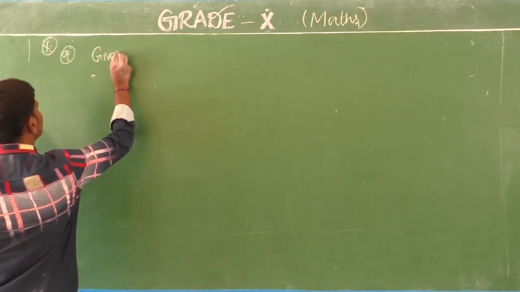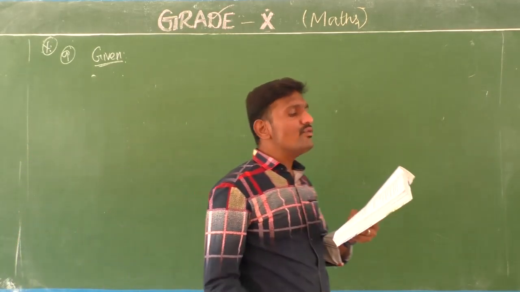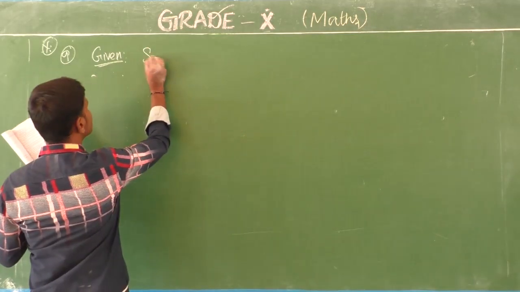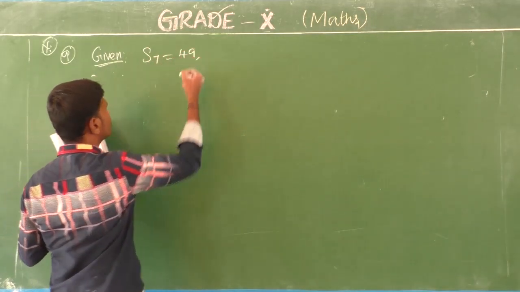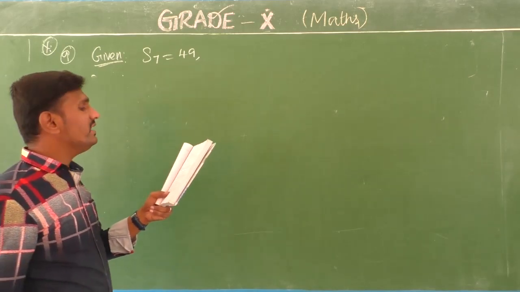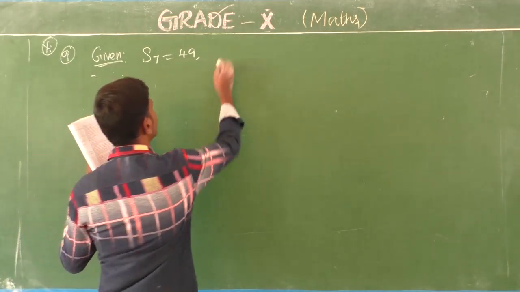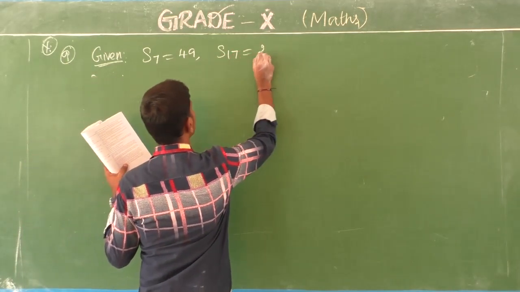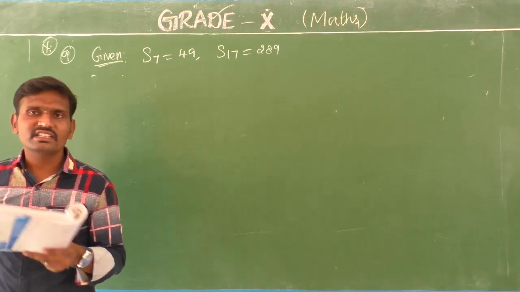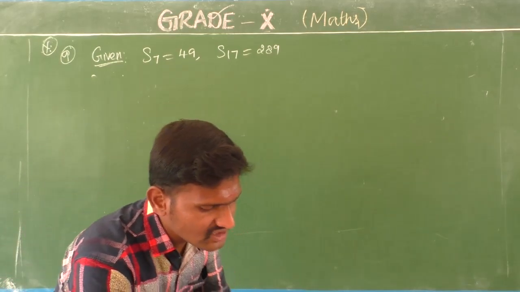See, if the sum of 7 terms of an AP is 49, so S7 is equal to 49, and that of 17 terms is 289, so that is S17 equal to 289. Now what are we going to find? Find the sum of first n terms.